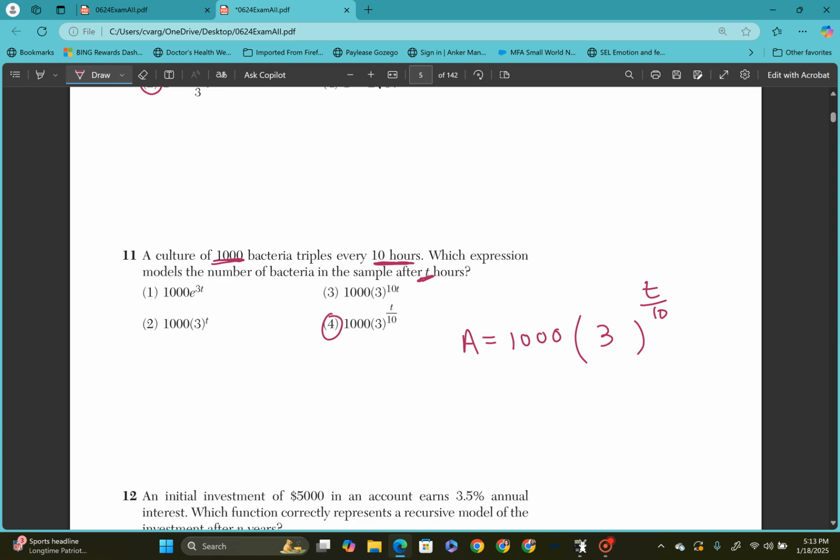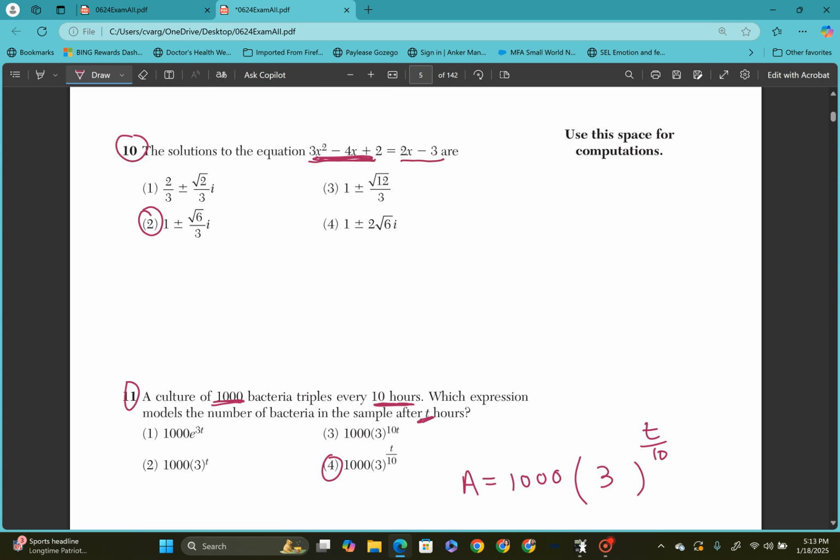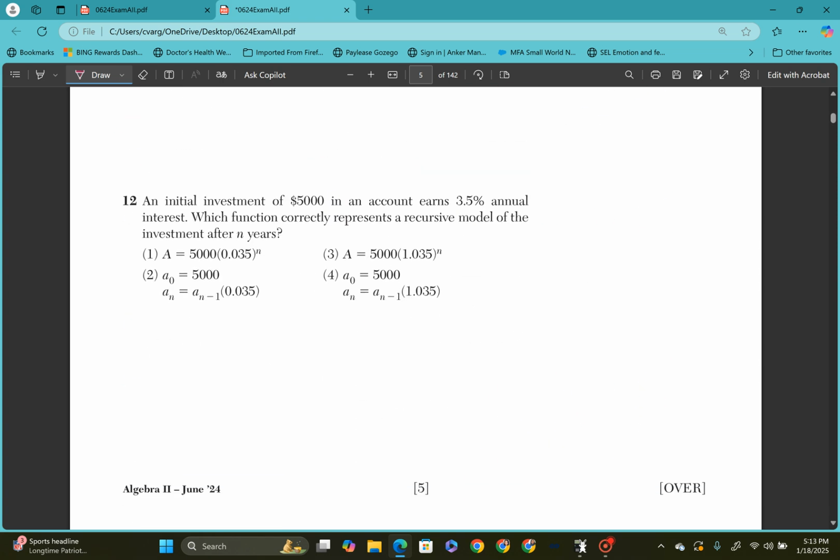Okay. So 1 through 11 right now, we are in good shape. We've circled all of them. Question number 12 is something that you can do. It's from Algebra 1. So as soon as you see this recursive, you have to have something that says a n minus 1 or a n plus 1.